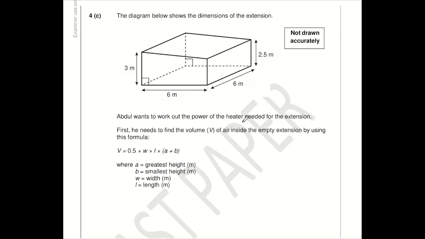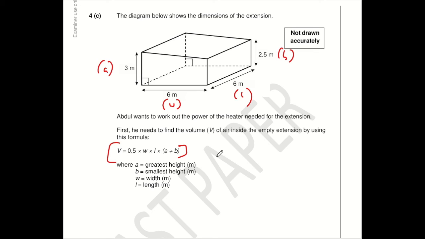Okay, for this question here we are simply using this formula here, using A, B, W and L. A and B are the greatest heights and the smallest heights. So here A is 3 and B is 2.5. They've sort of hidden the 2.5 here, but this bit here is also 2.5. So that's A, that's B. The width and the length, well, it doesn't matter which is which, because they're both 6.